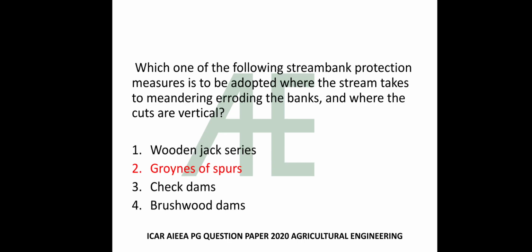Which one of the following stream bank protection measures is to be adopted where the stream takes a meandering course, eroding the bank, and where the cuts are vertical? Wooden jack series, groynes or spurs, check dams, brushwood dams. The answer is groynes or spurs.